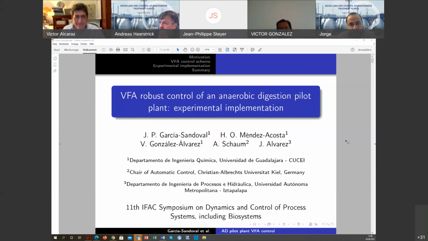selling a control project is very, very difficult because it involves the purchase. We have to buy sensors, we have to buy actuators, we have to convince the owners of these industries to invest in the implementation, application of the control schemes.